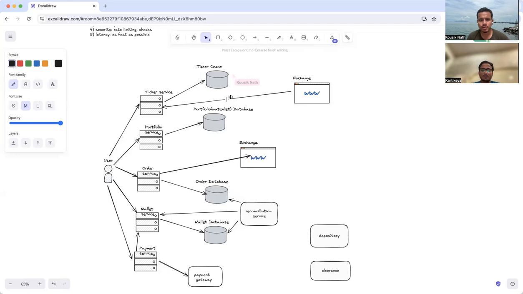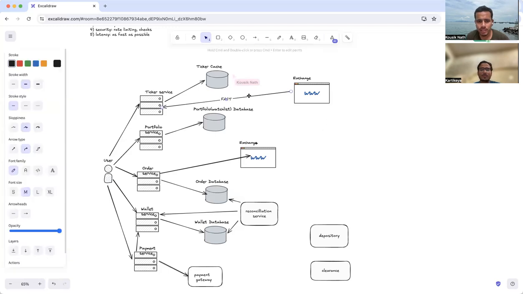Yeah, capital FAST, I think, right? Yeah, first protocol. Yeah, just to make it clear.